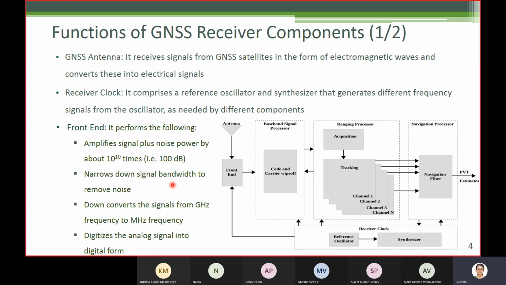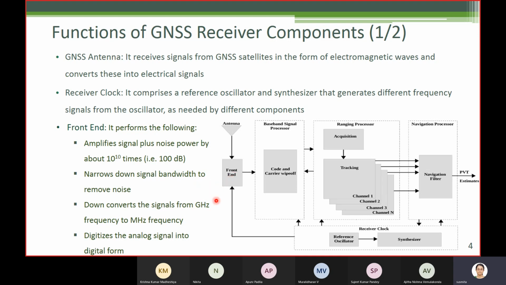Now, a rule of thumb is that the narrowed down bandwidth should be at least 2.5, more than 2 times the null to null bandwidth. If you try to narrow down the bandwidth further, you distort the signal. Now, we do not want to distort the signal to a significant extent, then we lose important information. So here the trade-off is to eliminate noise, but at the same time not distort the signal. So it has to be designed properly with the help of band pass filters.